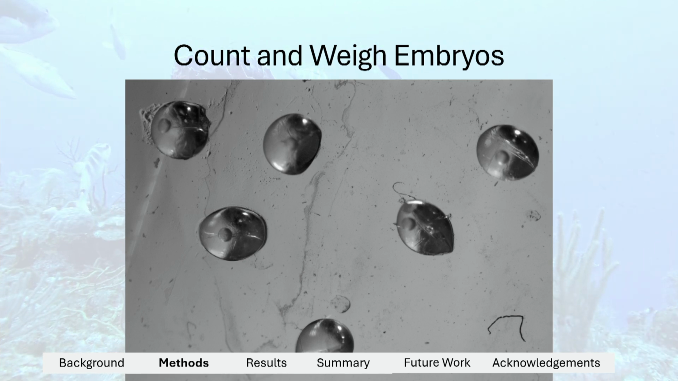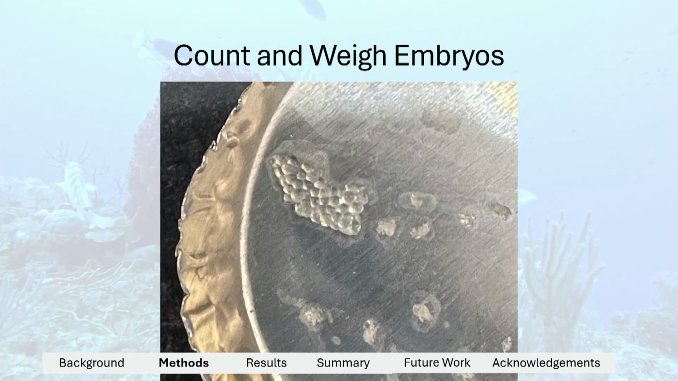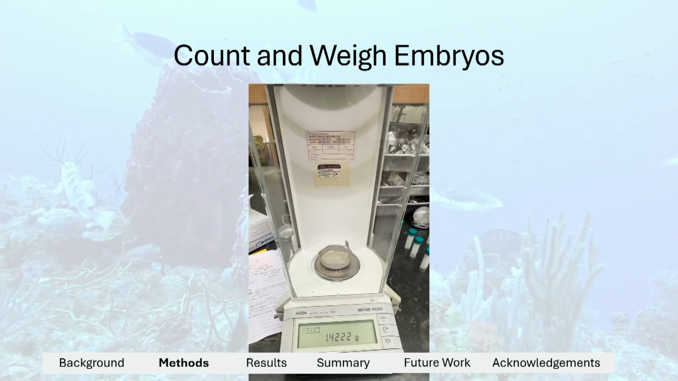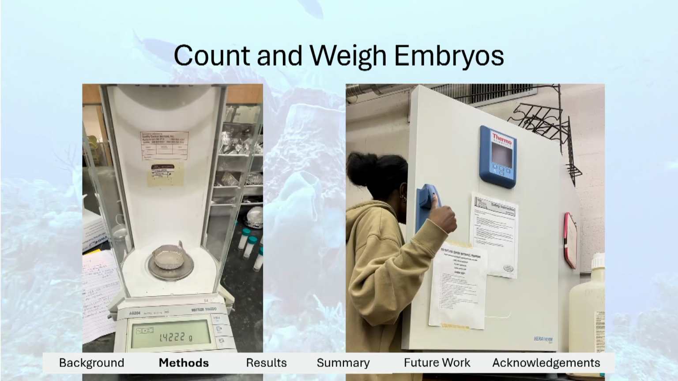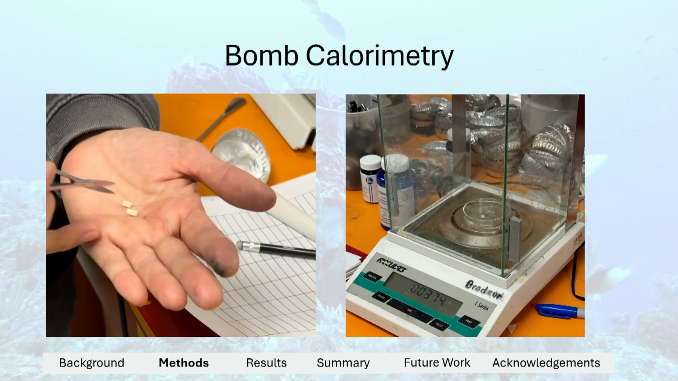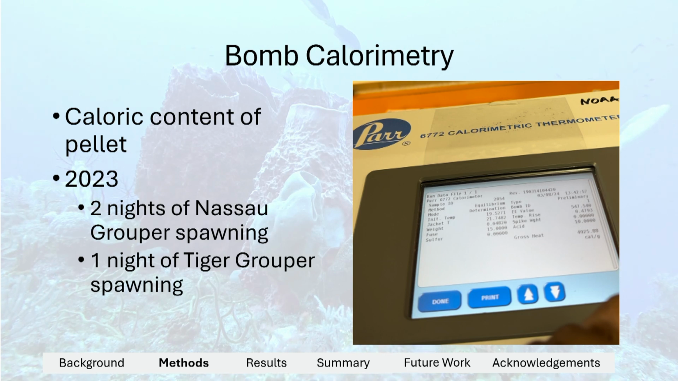This is what they look like under a microscope, and then this is what they look like to the naked eye. At this point, I'm counting a set weight of embryos to get a wet weight ratio for one single egg. And then those eggs get dried overnight and then turned into these small pellets that get weighed and go through a bomb calorimetry process. And the bomb calorimetry basically measures the heat release during the combustion of the single pellet. And that gives us the caloric content of a pellet. And this was done for 2 nights of Nassau grouper spawning in 2023 and 1 night of tiger grouper spawning in 2023.